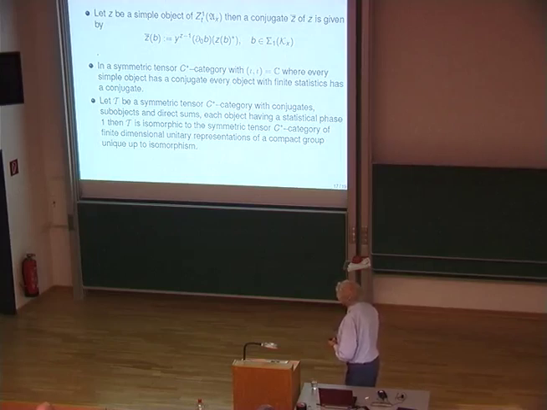And if every simple object has a conjugate, as it does, then every object with finite statistics also has a conjugate, and that is a result which can be proved using the analogy in group theory. If you want to look at a conjugate representation of a finite dimensional unitary representation of a group, then it's enough to look at its determinant and to invert its determinant, and define the conjugate in terms of that determinant.